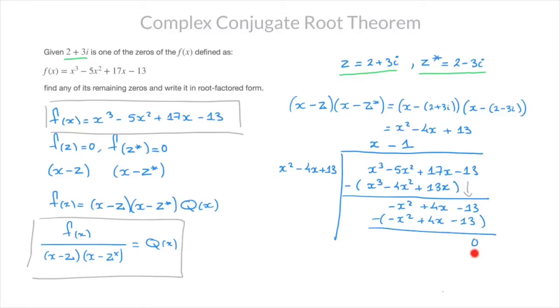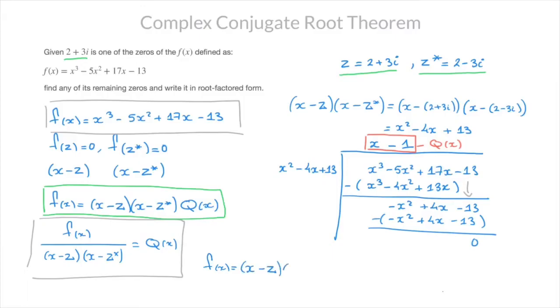And this 0 tells us that when we divide f of x by (x minus z) times (x minus z star), the remainder is 0, which confirms that these are both factors of f of x. Most importantly though, at the top of this long division we have our function. That's q of x, the quotient function. And going back to the result that I'm currently boxing in green, we can now state that f of x is equal to (x minus z) times (x minus z star) times (x minus 1).